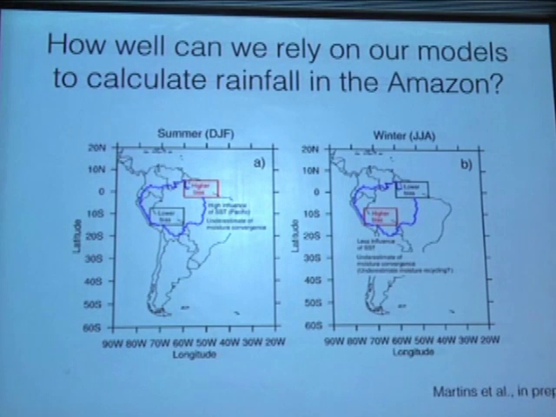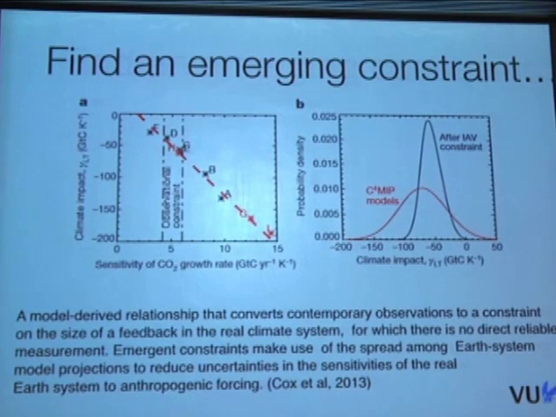And we don't exactly know what the models do and what causes this. This is one thing that we still have to think about a bit more carefully with the paper that we're preparing. But one of the ways to look at this is to try and find an emergent constraint. Emergent constraints are a new tool in this game where you use observations. This is from a paper by Peter Cox in 2013, and it gives you the sensitivity of the climate to a change in the biomass per degree change of Kelvin.